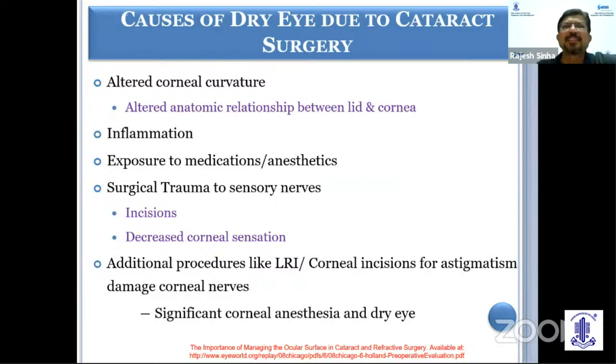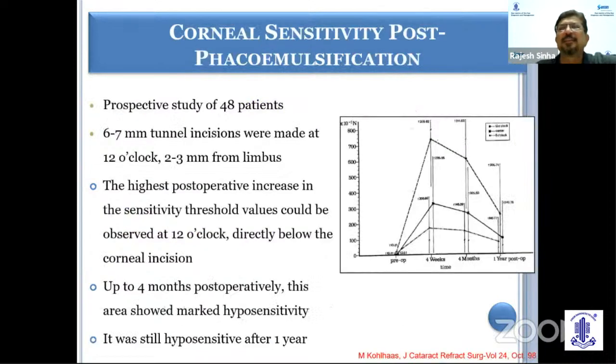And once you have done a cataract surgery, you cut a little bit of nerves, you alter the corneal curvature, and the breakup is fast. And all these factors, particularly when we try to add many things like limbal relaxing incision, the corneal incision for astigmatism, etc., to make the uncorrected visual acuity 6/6, we end up cutting more nerves, and there is chance of dry eye.